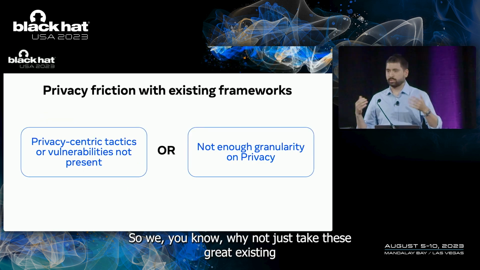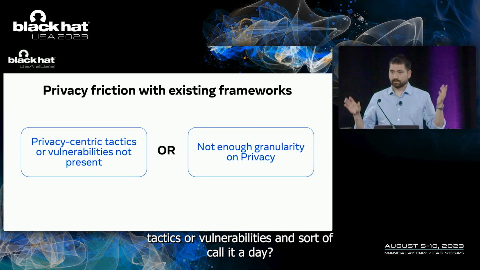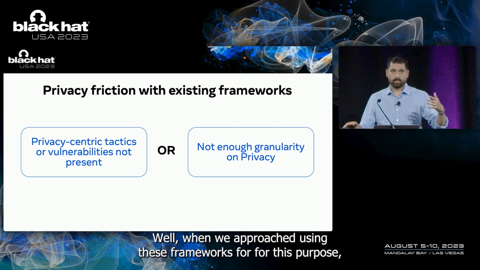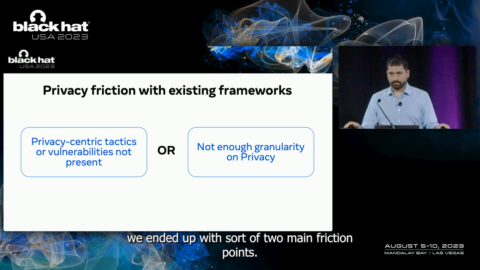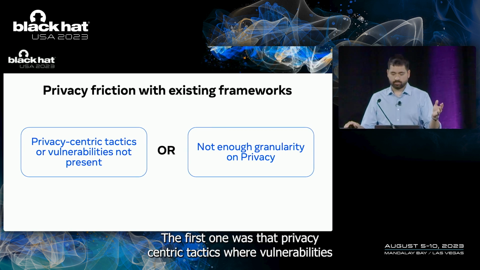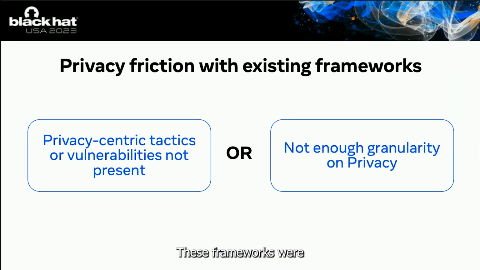So why not just take these great existing cybersecurity frameworks and just add in some privacy-specific tactics or vulnerabilities and call it a day? Well, when we approached using these frameworks for this purpose, we ended up with two main friction points. The first one was that privacy-centric tactics or vulnerabilities simply weren't present. These frameworks were designed for cybersecurity context, so it's not surprising that common issues that we run into in the privacy space might not be represented. And then the other thing we'd run into is maybe technically they were represented by those taxonomies, but not at the level of granularity that was really helpful for us.